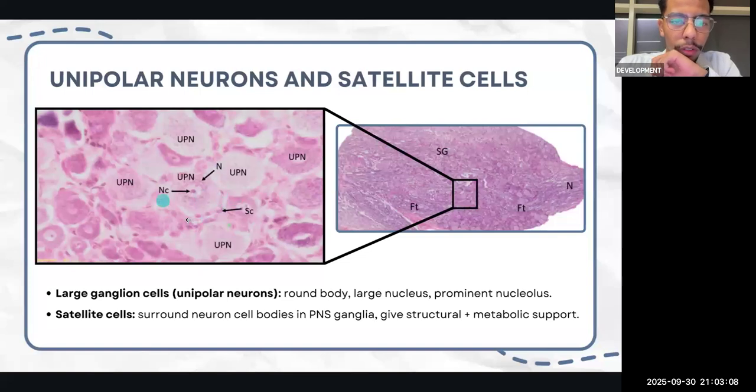And the body is round. And then around them, we have what? Satellite cells. Can you see these cells around it? These are your satellite cells. Now these are for what? Just again for structure and metabolic support. Nothing else. So satellite cells are around the neuron, and they provide structural support and metabolic support. This is just identification.